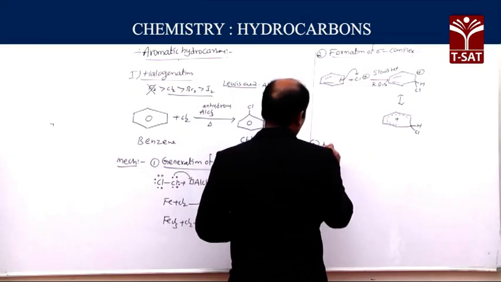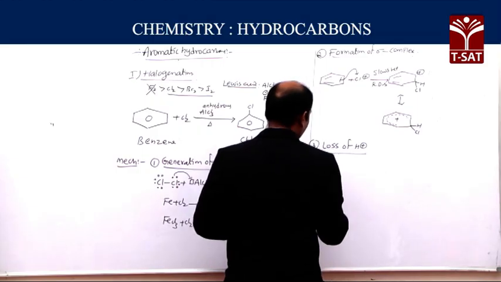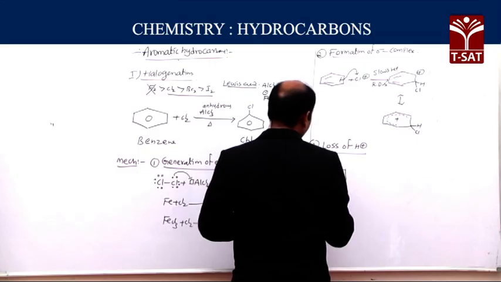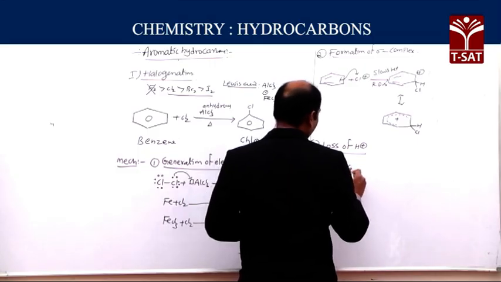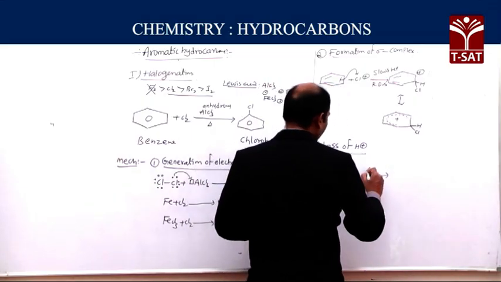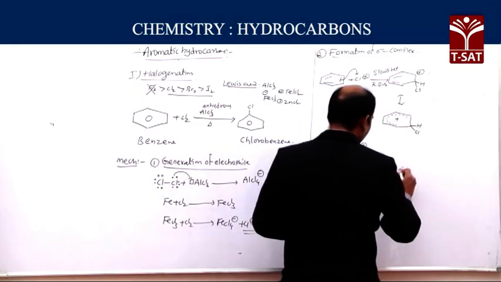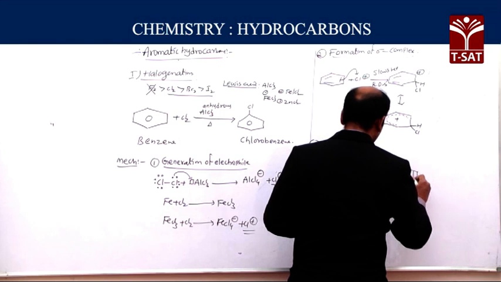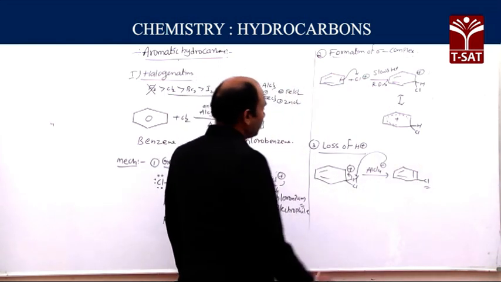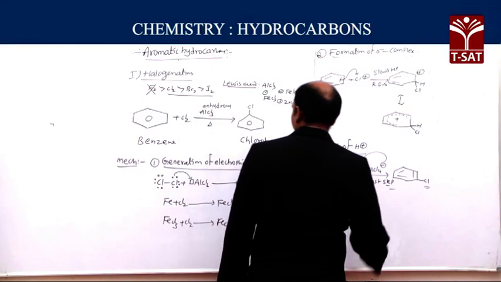The third step is the loss of H plus. The arenium ion has a plus charge, this is H, this is Cl. Here we have AlCl4 minus, which acts as a base. Now it abstracts this H plus, and the bond migrates. So now we get a double bond, and here it is Cl. This is chlorobenzene. The formation of the sigma complex is the slow, rate determining step, and this loss of H plus is a fast step.